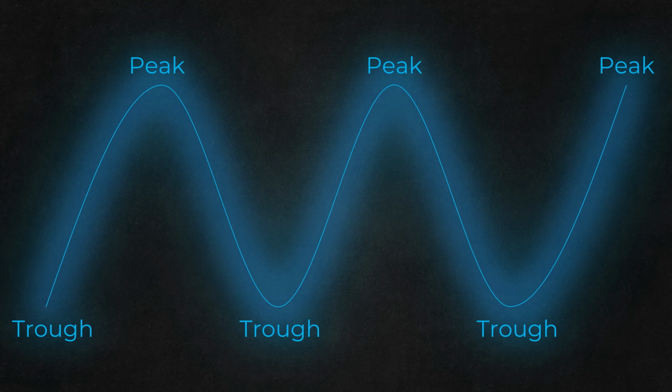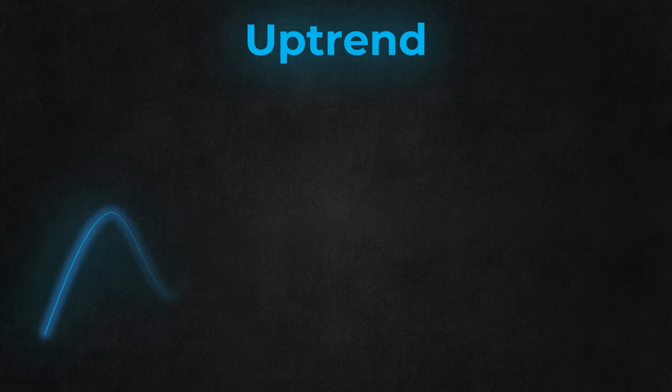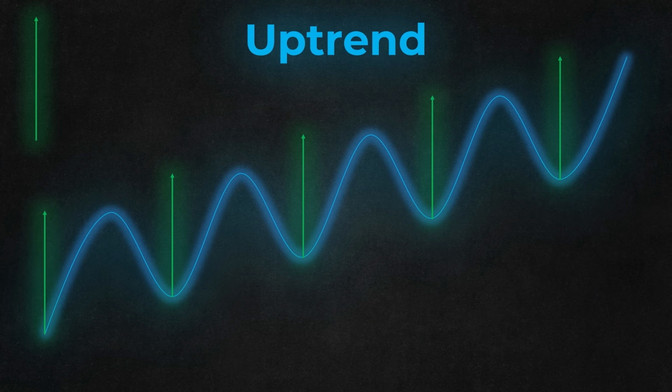The cycle amplitude is the height of this wave. The amplitude from a trough to a peak is called upcycle amplitude, and the amplitude from a peak to a trough is called downcycle amplitude. The cycle length is the distance between two peaks or the distance between two troughs. We can analyze the highs and lows in a price chart with these elements in mind. For example, in an uptrend, the upcycle amplitude is generally larger than the downcycle amplitude. That's why price progresses to the upside. The net change in each cycle amplitude is positive.